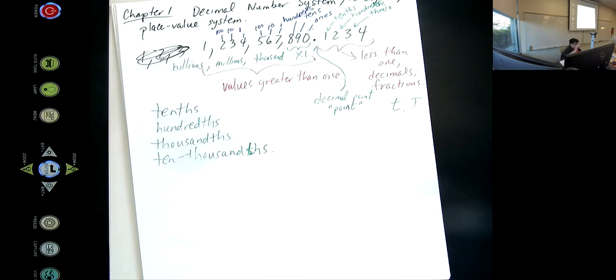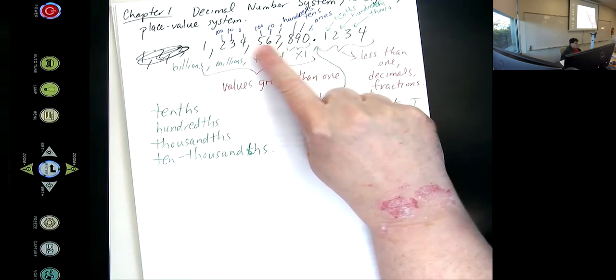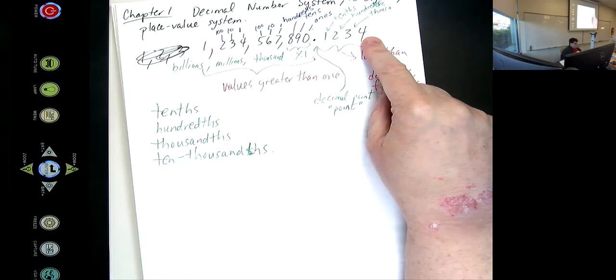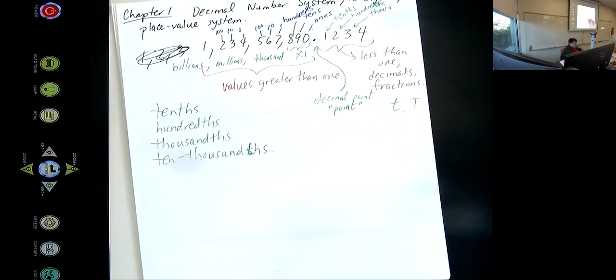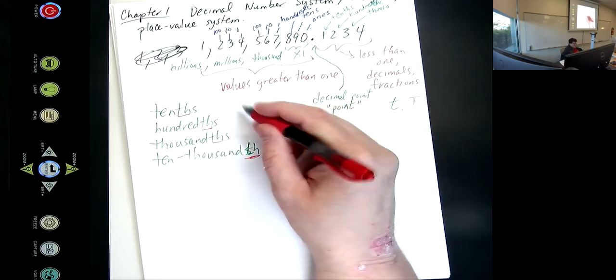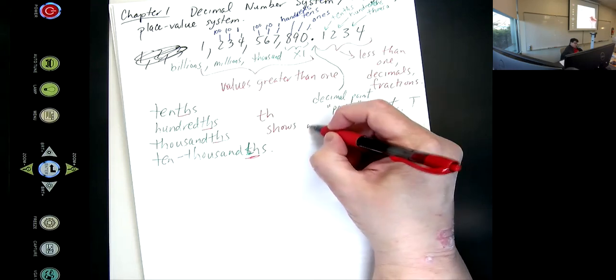It's very much like going further to the left. Left of the 10,000s is the 100,000s. Right of the 10,000ths is the 100,000ths. The difference on the right side is that the TH indicates this is a decimal. It shows it's on the decimal part.